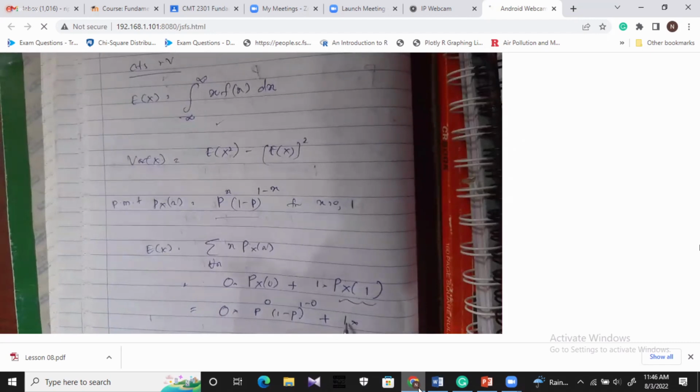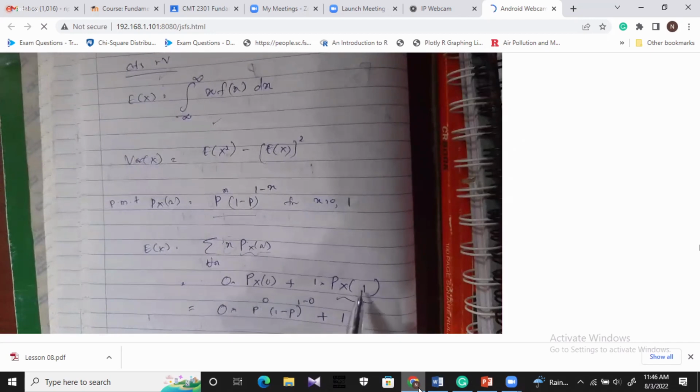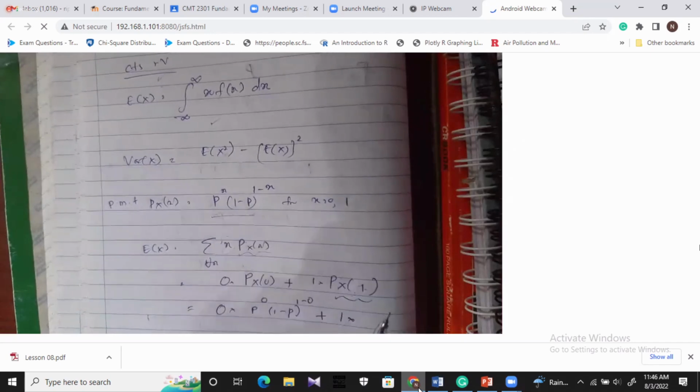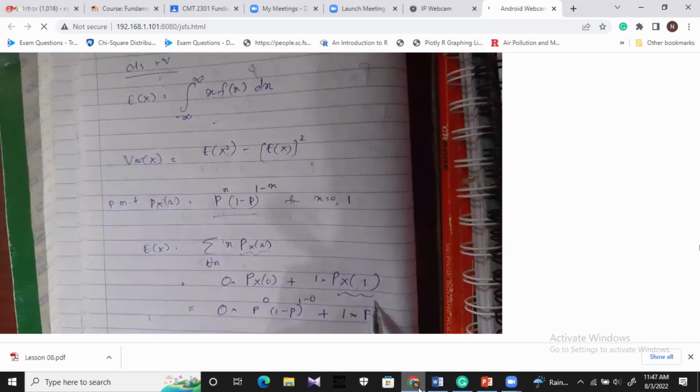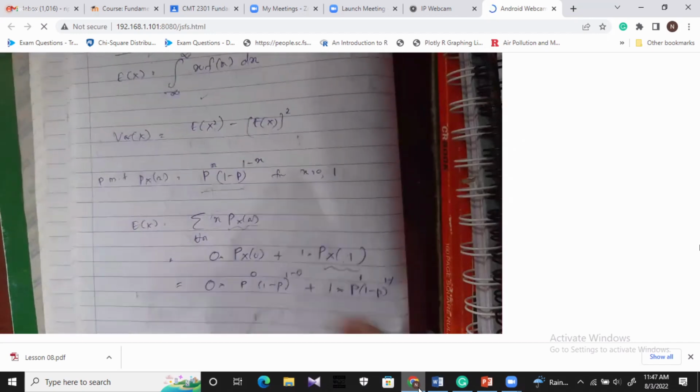this 1 and 0 means this x. P of 1 means the probability mass function when x equals 1. So substitute x equals 1 in the probability mass function. Therefore, we would get p to the power 1, 1 minus p to the power 1 minus 1. Right? Here.